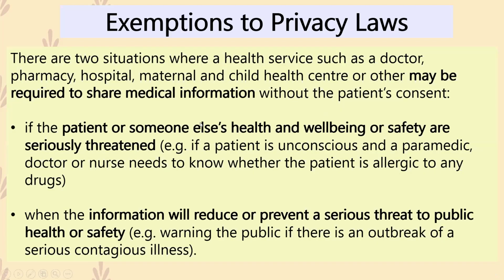We have some further exemptions to privacy laws. You might have seen this in certain TV shows, where a person's medical history is just disclosed. There are certain exceptions or exemptions to privacy laws because we can't always ensure that medical records are kept private. There are two specific situations where we can make an exemption to that privacy condition. The first one is if a patient's or someone else's health and well-being are at risk or seriously threatened.